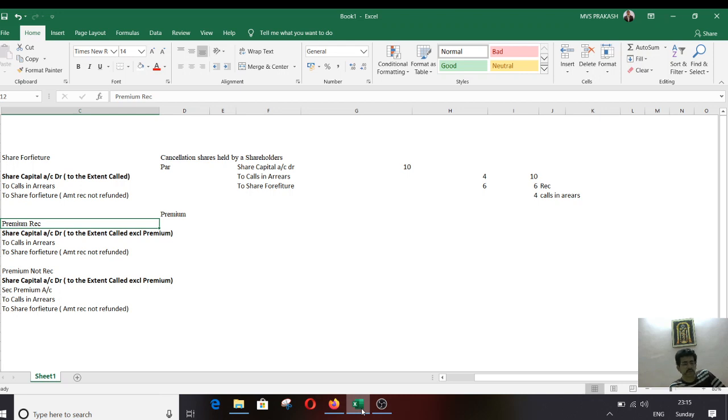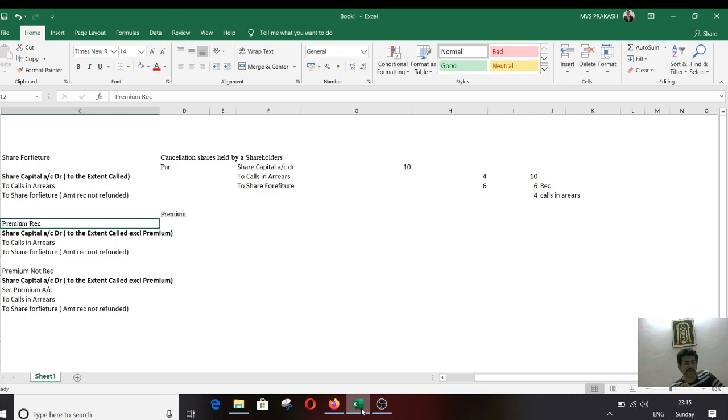Whenever I am doing a forfeiture, when you receive the premium, you are crediting your premium. Now once I forfeit, I am debiting my premium there. Debiting the premium amounts to utilization of the premium. So as the premium is received, I cannot debit it as per the Companies Act.